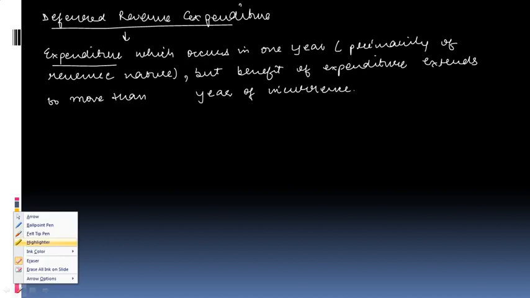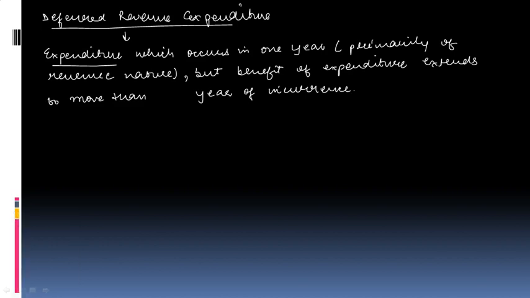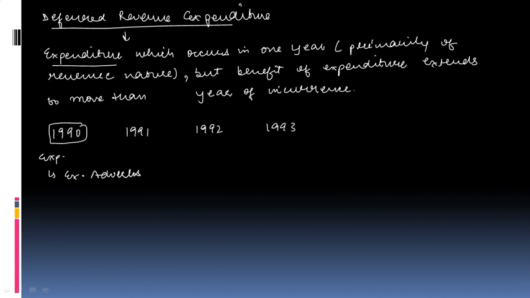So say it's 1990. This is the year in which the expenditure has taken place. This expenditure will give you a benefit such that you will get the benefit in 1991, 1992, 1993. What kind of expenditure is there? An example is advertisement. You are doing an advertisement campaign, or a new campaign in the market.